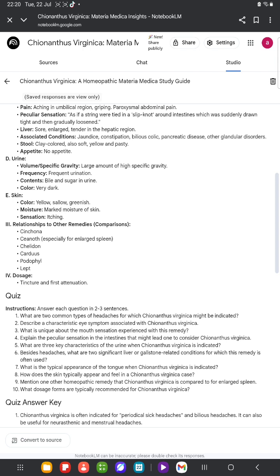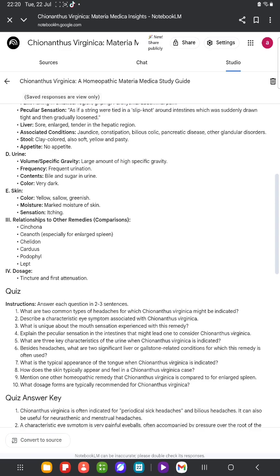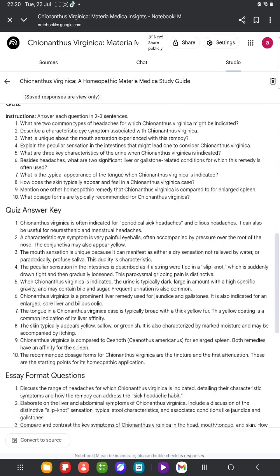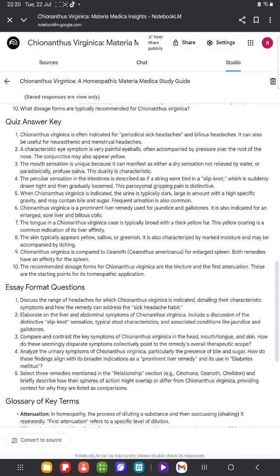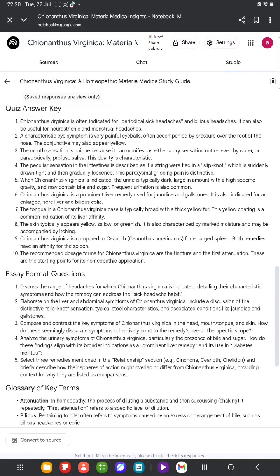Exactly. And the skin, too, gets its own specific descriptions. Yellow, marked moisture of skin. Sallow, greenish, itching. Again, reinforcing that systemic connection, the skin color reflecting liver health. Absolutely. So these aren't just scattered symptoms. They form this cohesive, though complex picture that practitioners were trained to see as the Chelidonium virginica state. It really makes you appreciate the observational rigor, like medical detectives piecing together a unique fingerprint for each person's condition. Yeah, medical detectives, I like that.